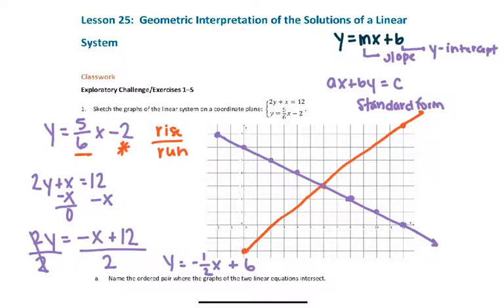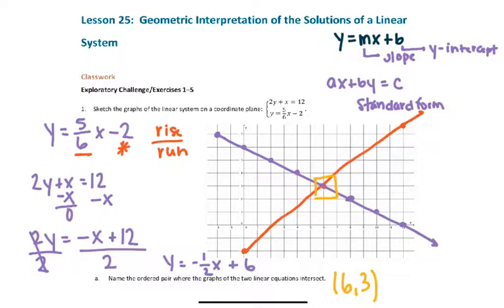And so for part A, it asks me to name the ordered pair where the graphs of the two linear equations intersect. So that means, where are these lines going to cross? The point that they cross is the solution to our equation, and that is this point right here. So the solution to both of these equations is 6, 3. So I've got 6, and then I've got 3.